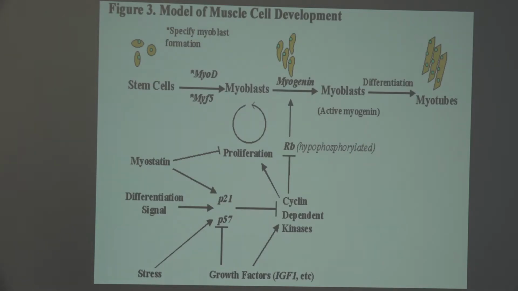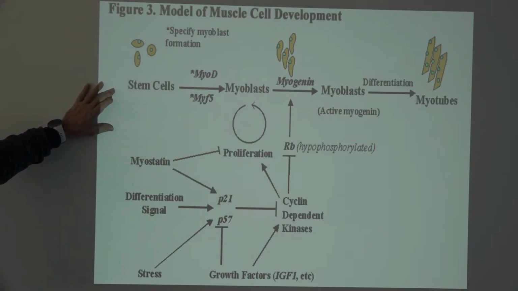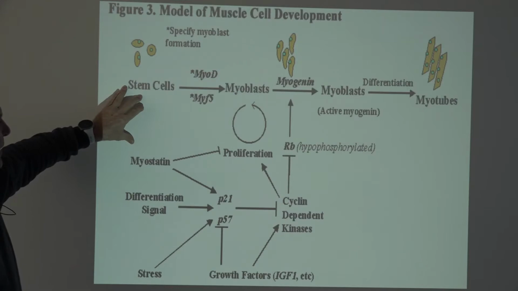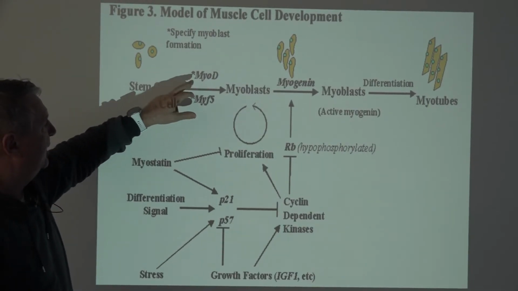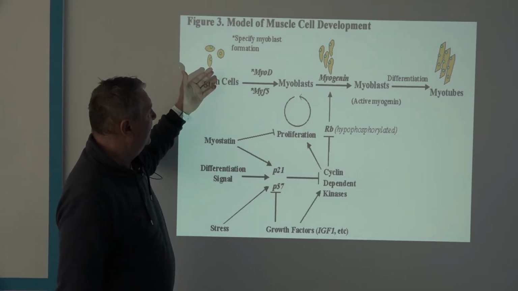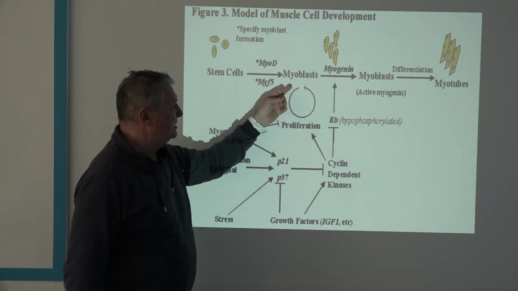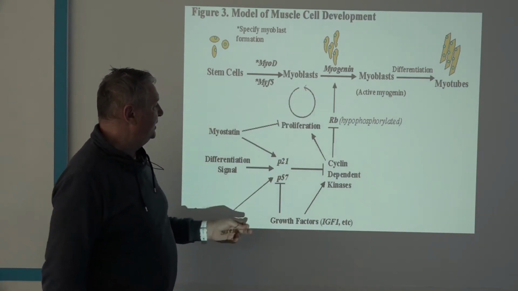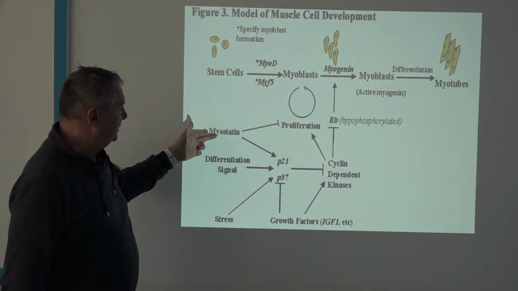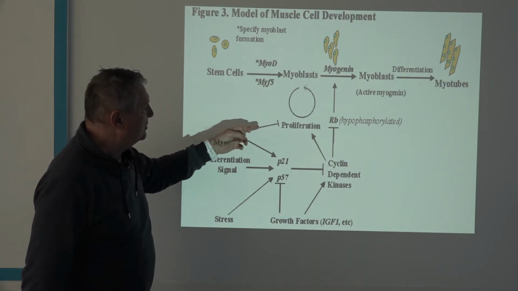Okay, so this is the process for how we make myotubes, which is almost muscle, from stem cells. Stem cells are not differentiated cells. In order to differentiate, they need a kind of support, which is given by MyoD and Myf5, and then stem cells form a myoblast. Here you can see an extensive proliferation, and this proliferation is controlled by the protein called myostatin, which blocks the proliferation.